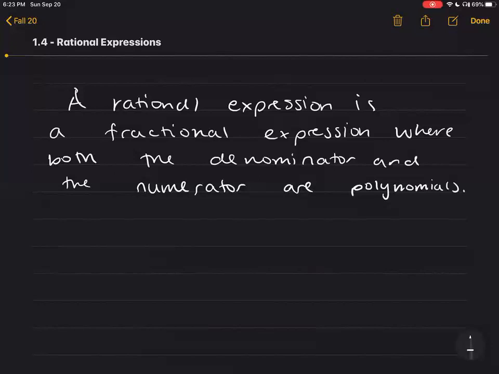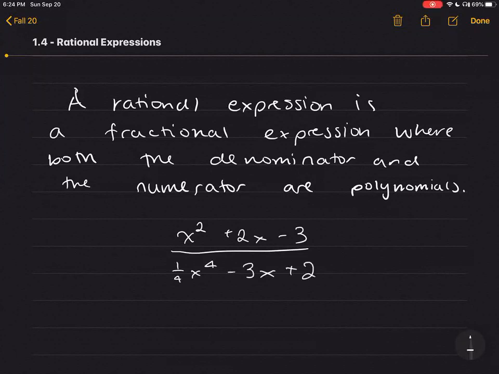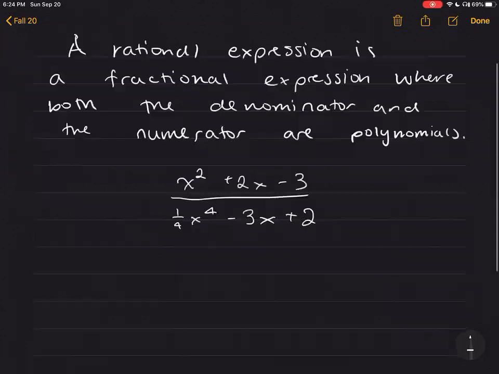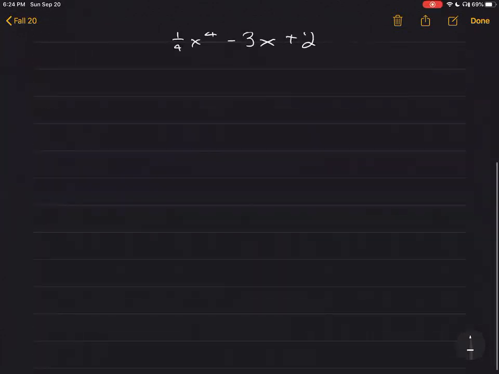So for example, you might see something like x squared plus 2x minus 3, and then that's going to be over, say, x to the 4th minus 3x plus 2. This is a rational expression. So the first skill that you need to know for rational expressions is simplifying them.